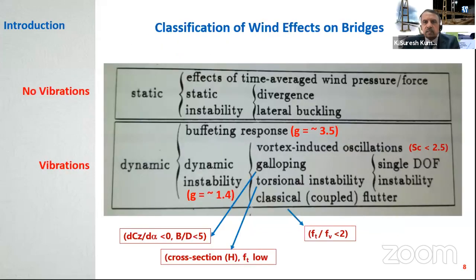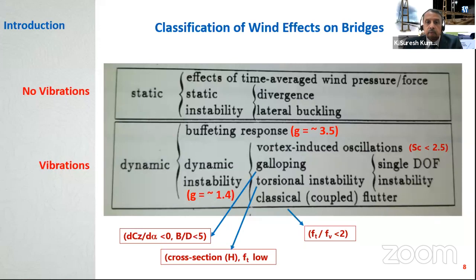Now, the classification of wind effects on bridges, I got this from Dr. Gee's master's thesis. You can see there are different types of wind effects: static wind effects and dynamic wind effects. Static wind effects means there are no vibrations, but in dynamic, there are vibrations. In static wind effects, the mean drag coefficient is an effect of time-averaged wind pressures.